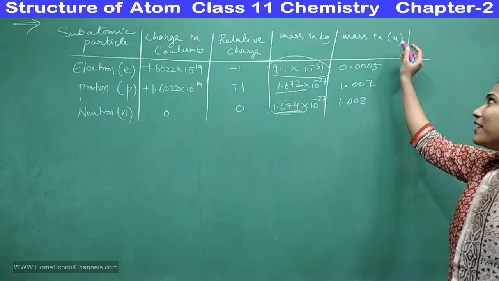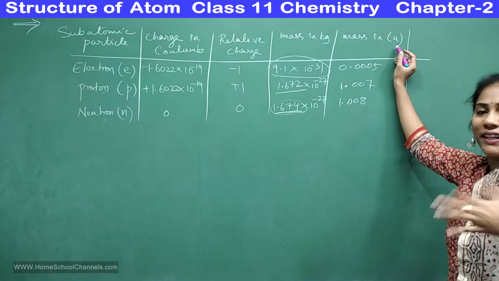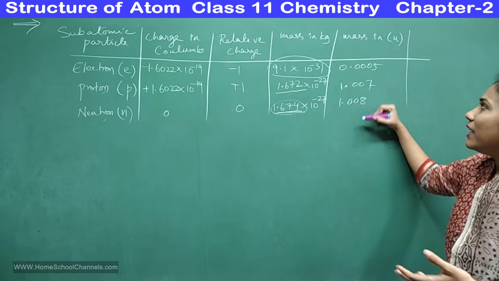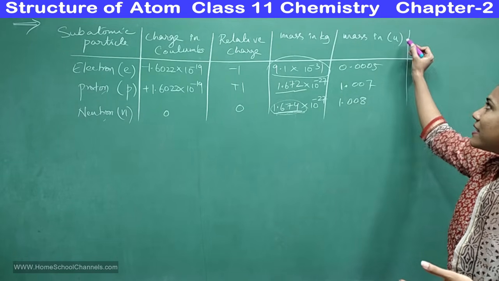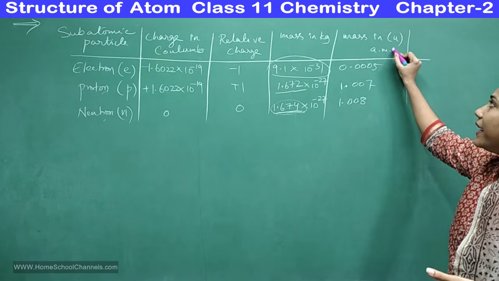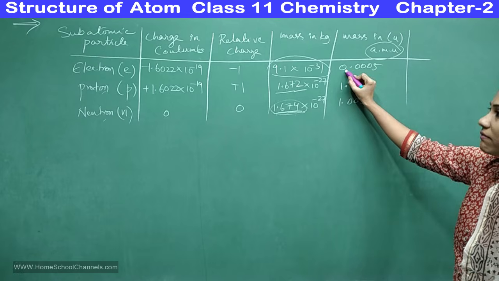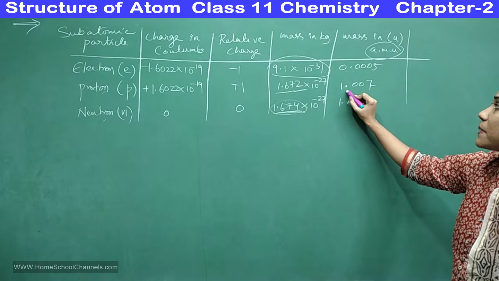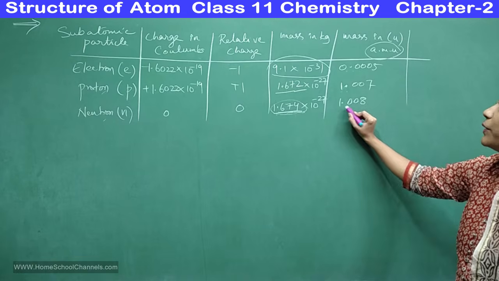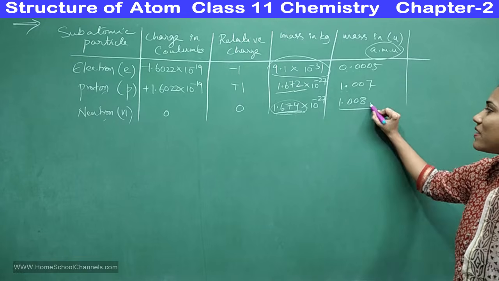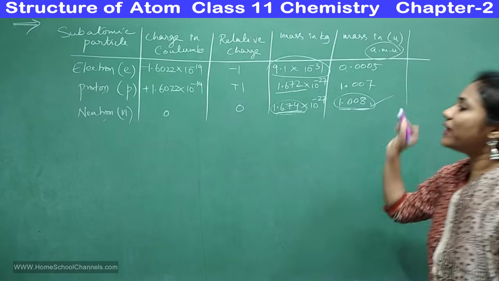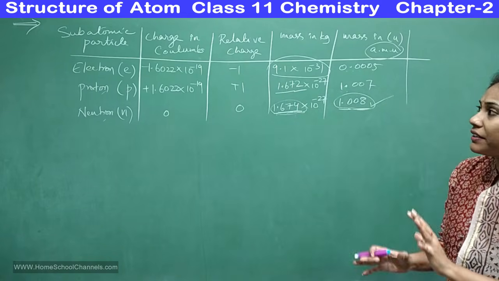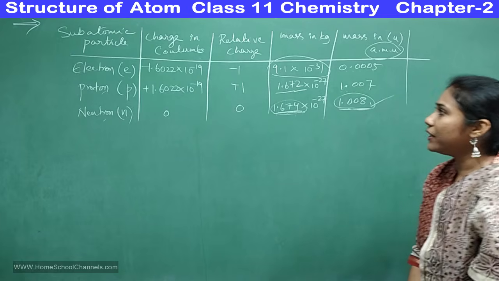And the mass in unified mass units, much simpler values. This is in kgs. At the same time, if you want to convert this into amu, the electron's mass is 0.0005, the proton's mass is 1.007, and the neutron's mass is 1.008. So slightly higher mass you will find in the case of the neutron, right? So these are the values which are very important to remember.